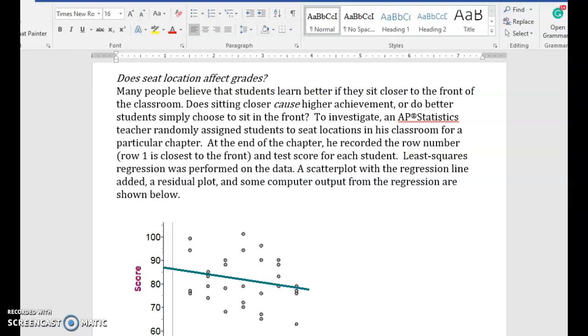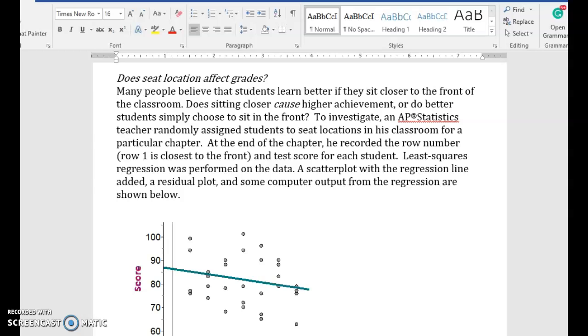All right, so this is: does seat location affect your grades? So many people believe that students learn better if they sit closer to the front of the classroom. Does sitting closer cause higher achievement, to do better? Or do better students simply choose to sit in the front?